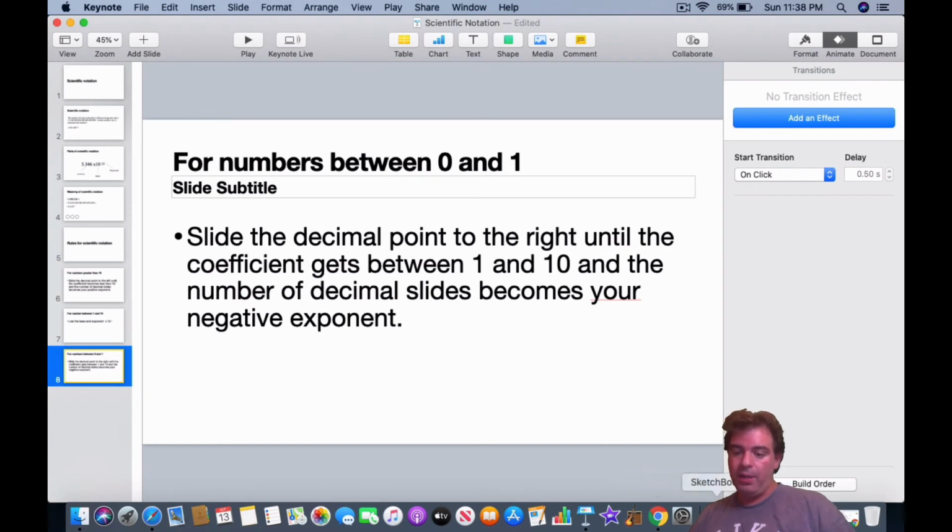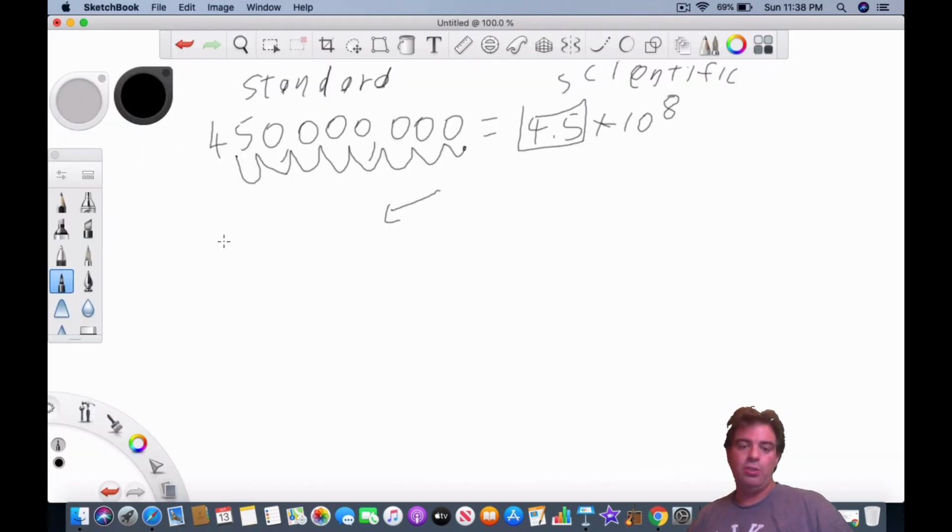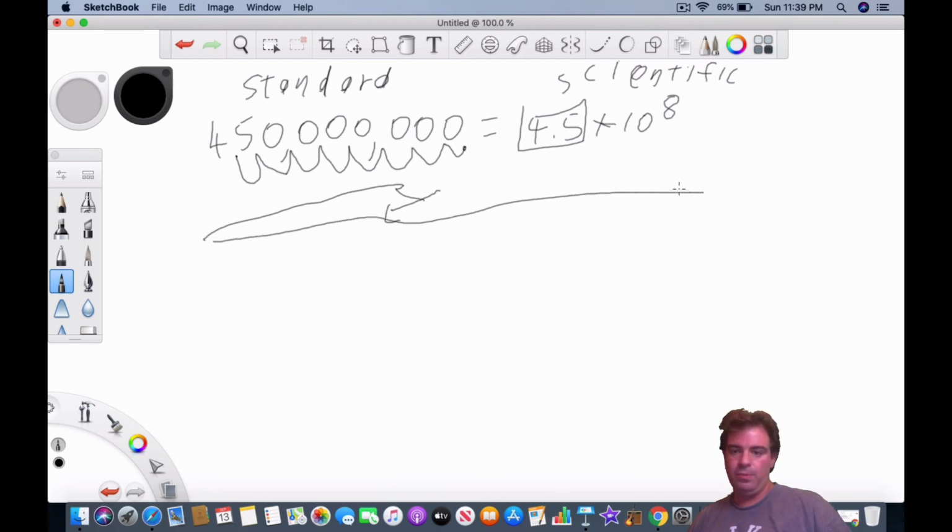So let's go back to our trusty sketchbook. So here is another example of standard notation. Let's say we have to convert this number, 6, to scientific notation. Again, we need a coefficient and we need a base and an exponent. In this case, because it's a number between 1 and 10, we use 6 times 10 to the first. Very, very easy.